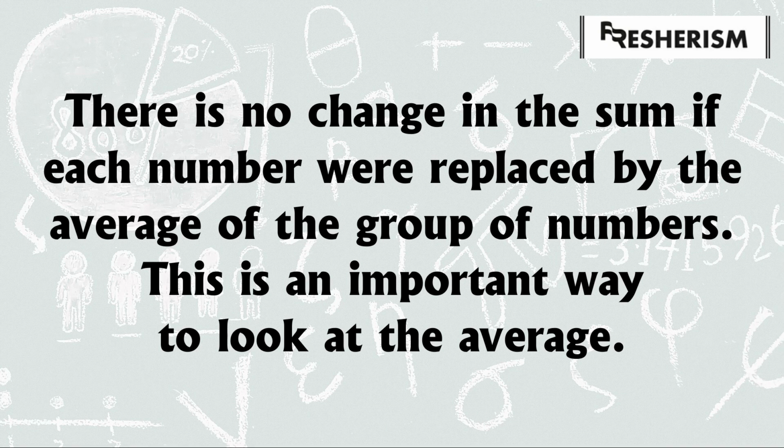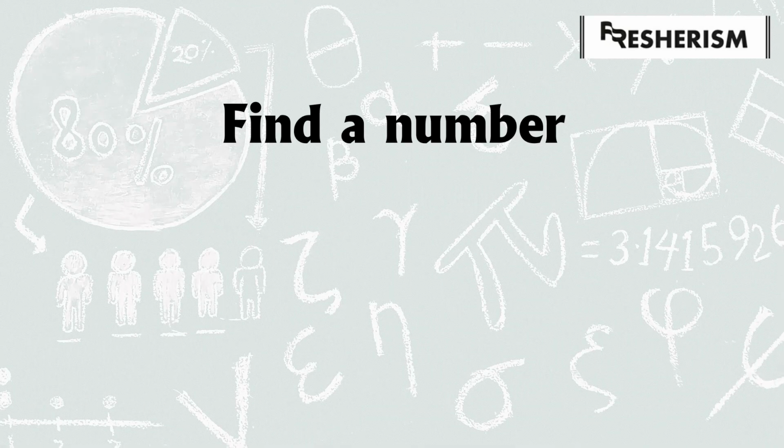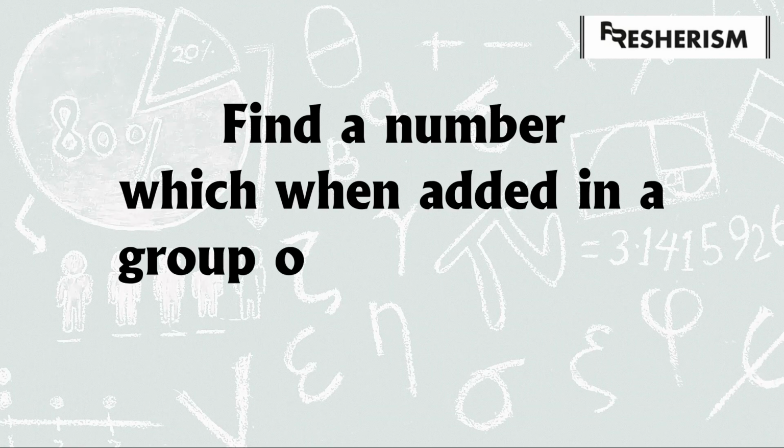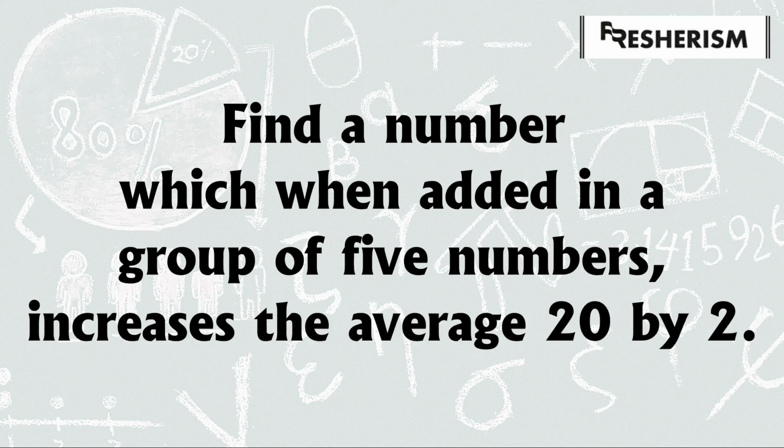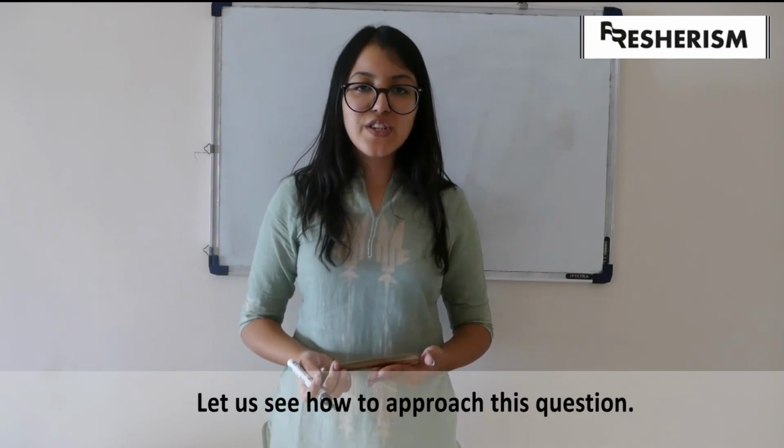Let us now consider an example to understand this in a better way. The question on your screen now reads: find a number which, when added to a group of 5 numbers, increases the average 20 by 2. Let us look at the solution to this question now.